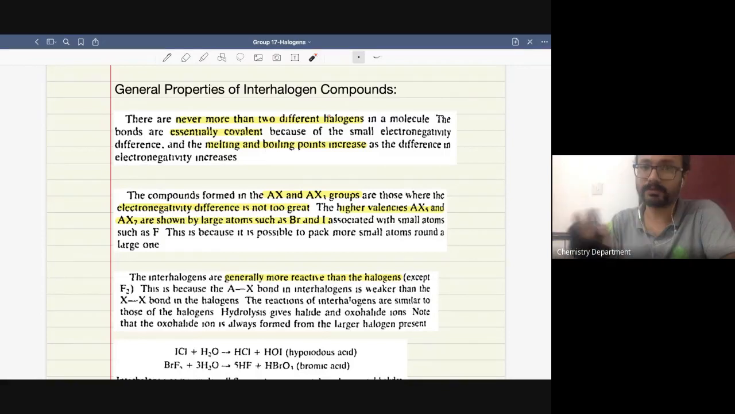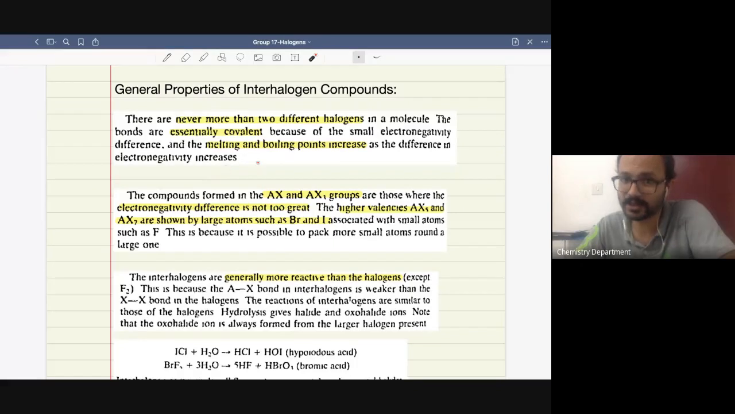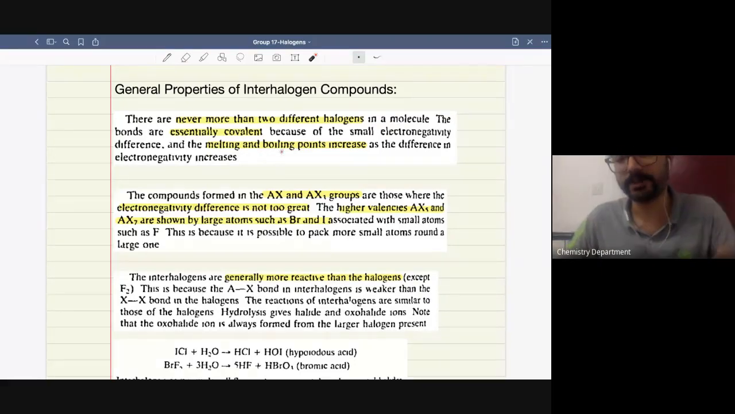Because of that, most of the bonding between the halogen atoms is covalent in nature. So that is what is written here: bonds are all essentially covalent because of the small electronegativity difference. Now, if we compare the boiling point and melting point, they increase as the electronegativity difference increases, because if the electronegativity difference between the two halogen atoms in the interhalogen compounds increases, obviously their dipole moment will increase, and that will increase the associative nature of the molecule, thereby increasing the melting and the boiling points.